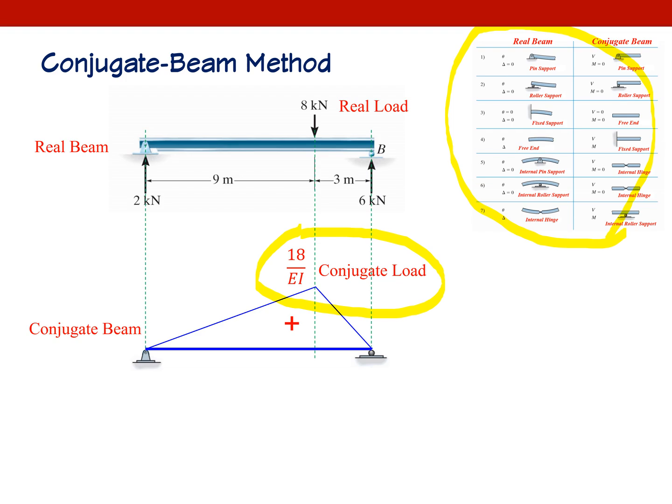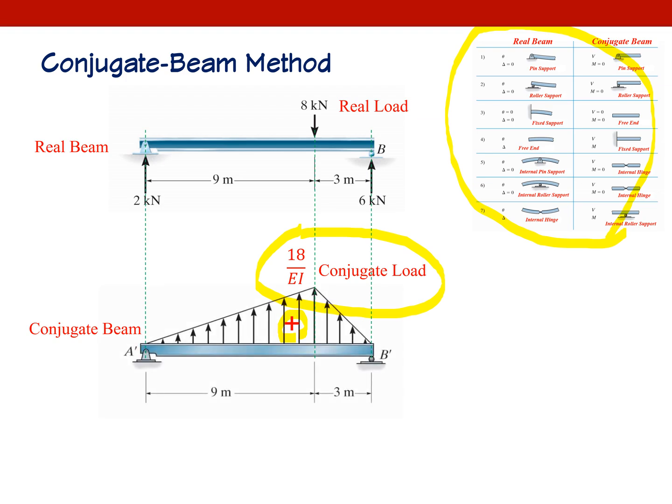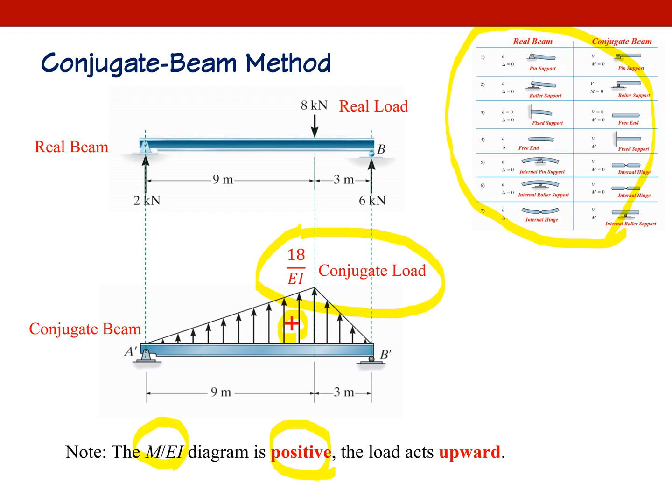And one thing, most students make a mistake here. First mistake here, when your bending moment diagram is positive, my conjugate load will go up. If it's negative, my conjugate load will go down. Memorize it and don't make a mistake. If the M over EI diagram is positive, then the load goes upward.